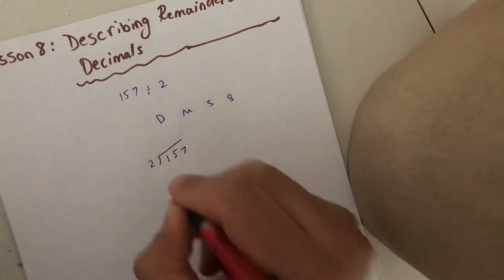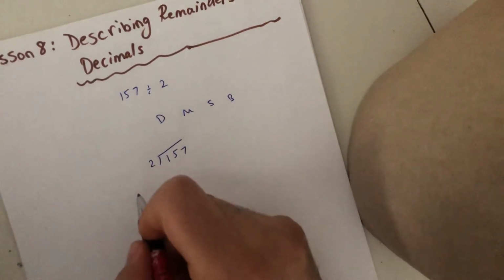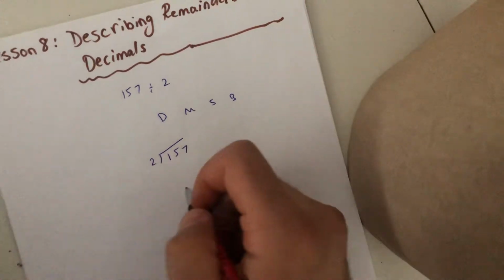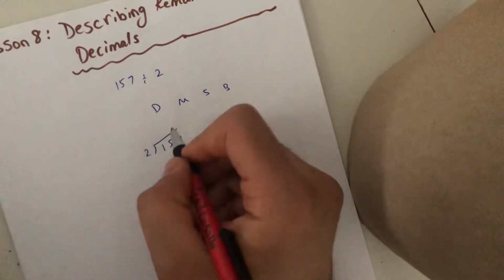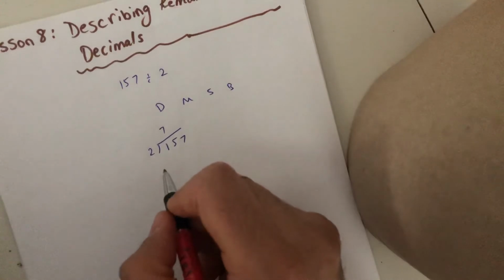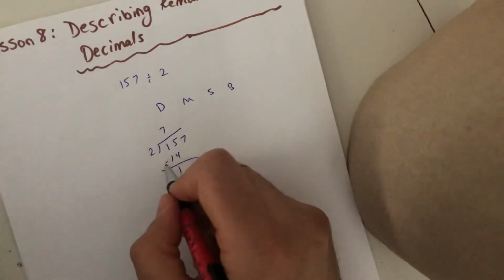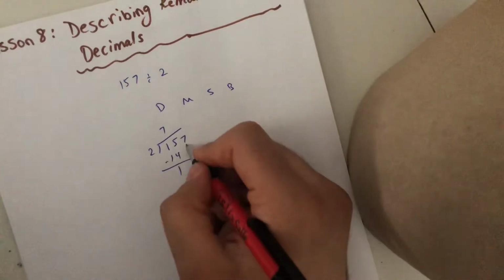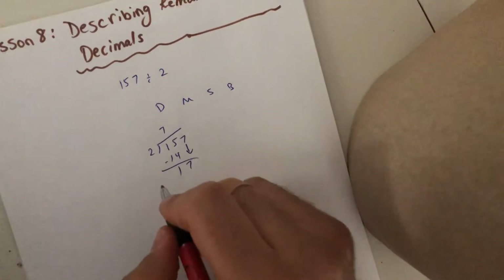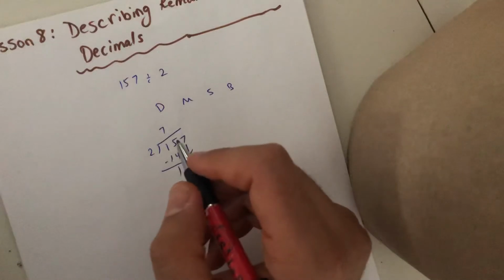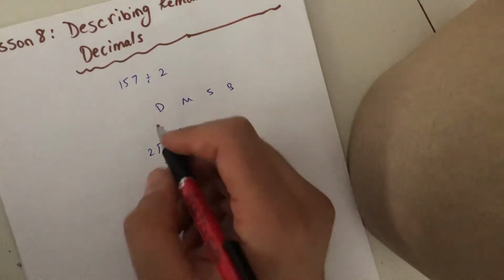157 divided by 2. How many times can 2 go into 1? That's not going to happen. How many times can 2 go into 15? It could go into it 7 times. What is 7 times 2 equal to? 14. We subtract. How many times can 2 go into 1? That's not going to happen, so we must drop down the 7. How many times can 2 go into 17? It could go into it 8 times.